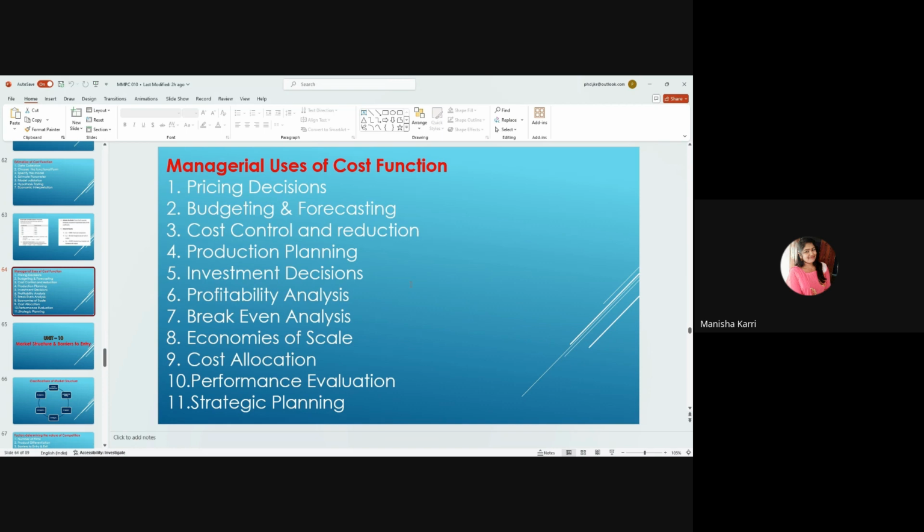Final one is strategic planning. So generally, the cost structure is very crucial for long-term strategic planning. Managers can assess the cost implications of different strategic options, such as entering new markets, diversifying product lines, or restructuring the operations. Like this, okay?